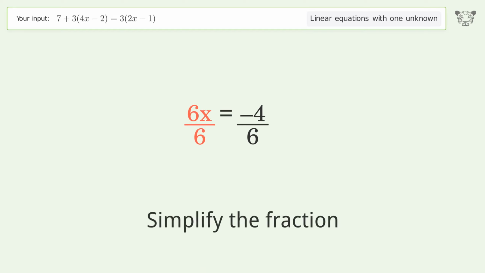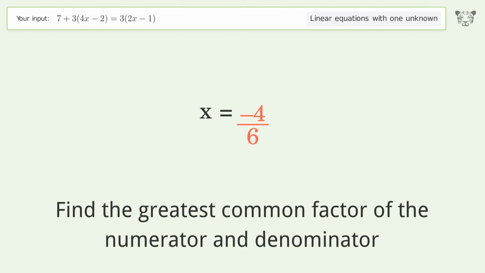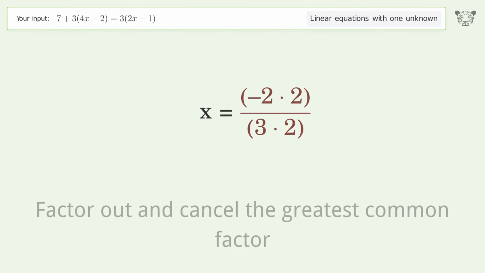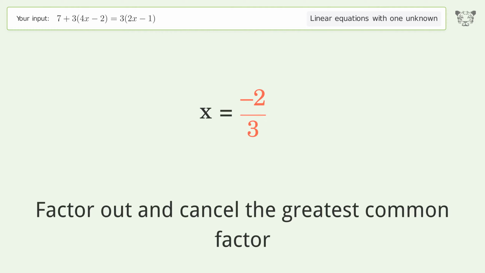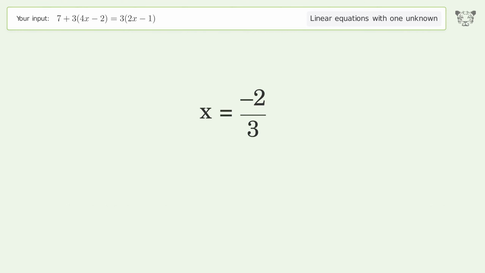Simplify the fraction. Find the greatest common factor of the numerator and denominator. Factor out and cancel the greatest common factor. And so the final result is x equals -2/3.